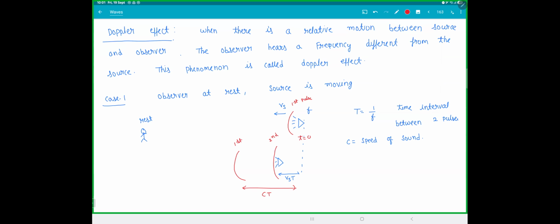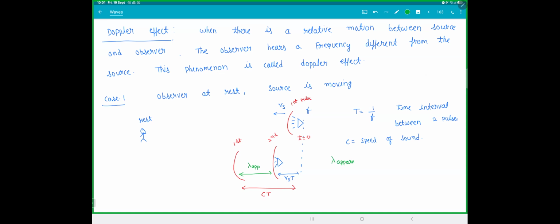Now, what is the definition of wavelength? The distance between 2 pulses, isn't it? But what will this observer think now? He will think the distance between the pulses has decreased. He will think this is the new wavelength. So lambda apparent will be CT minus Vs into T. So he will hear a different frequency, f apparent, which is C by lambda apparent, which is C by (C minus Vs) into T, and T is nothing but 1 by f. So he will hear Cf by (C minus Vs). He will hear a frequency more than what is being generated.